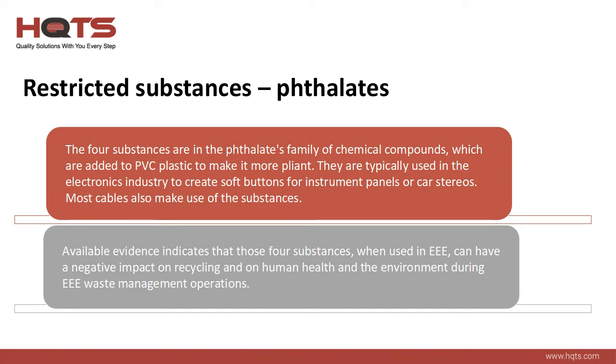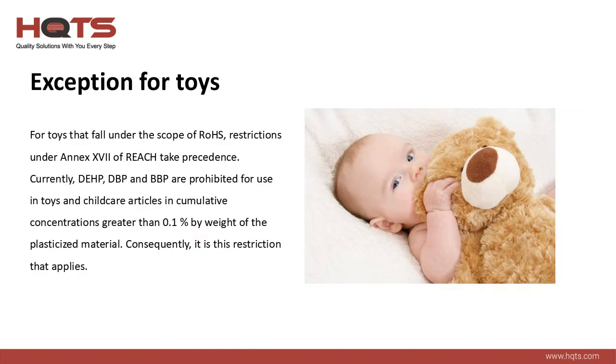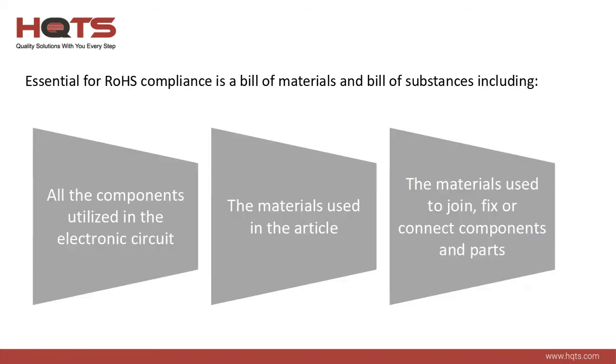So what is required for you to comply with RoHS? An adequate bill of materials and bill of substances records are essential for RoHS compliance. These must include the following information: all components utilized in the electronic circuit, all materials used in the item or product, and all materials used to join, fix, or connect components and parts in the item.